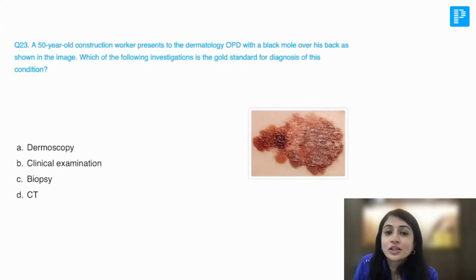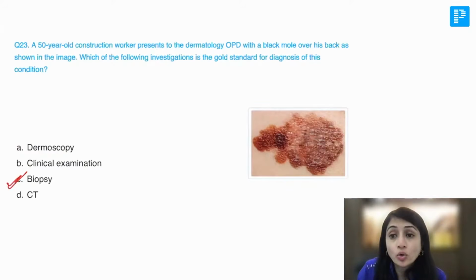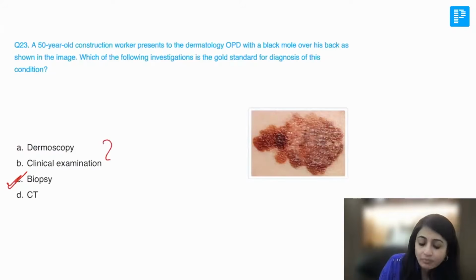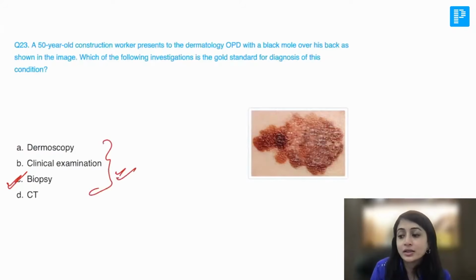A 50-year-old construction worker presents to OPD with a black mole on the back as shown in the image. Which is the gold standard for diagnosing this condition? Though we use a lot of dermoscopy for melanoma, the gold standard of diagnosis is biopsy. Whenever you are suspecting malignant melanoma, you can do a dermoscopy, but biopsy is the gold standard. All these tests are done in melanoma, but the gold standard is biopsy.